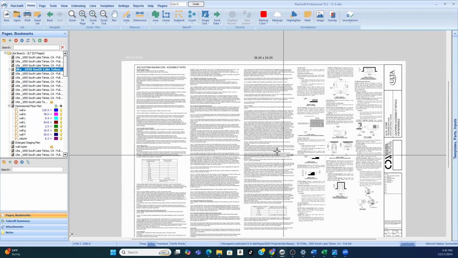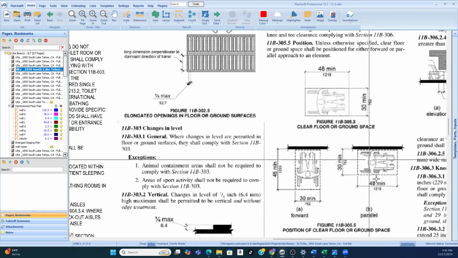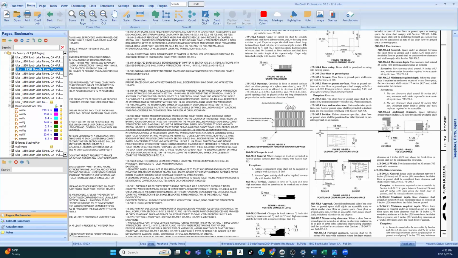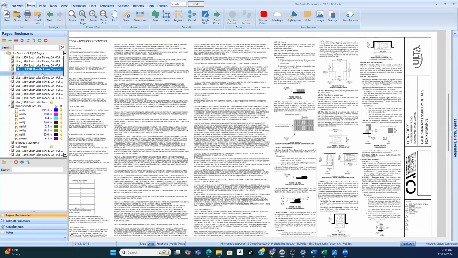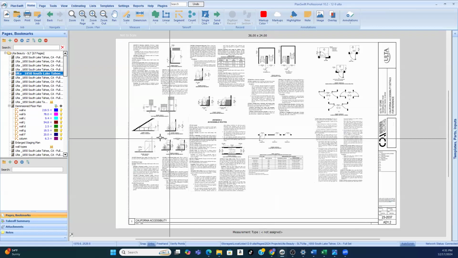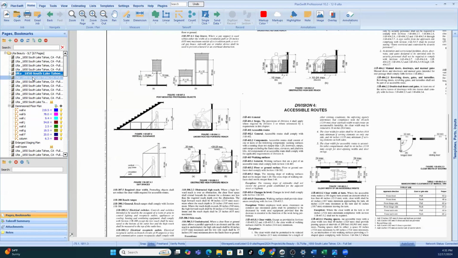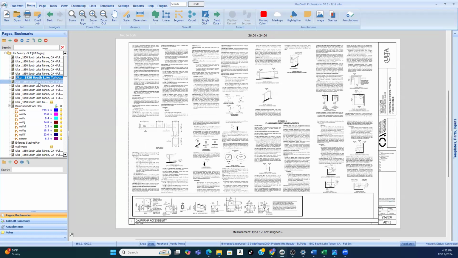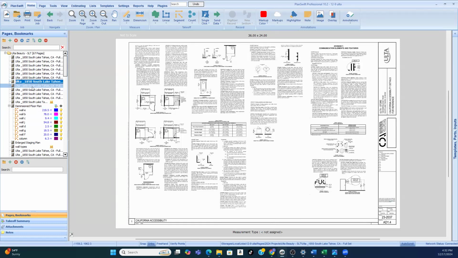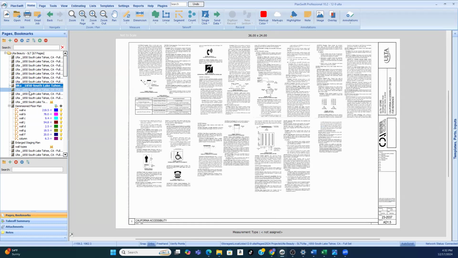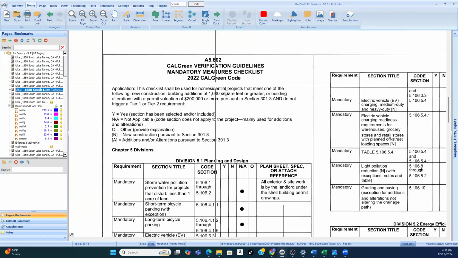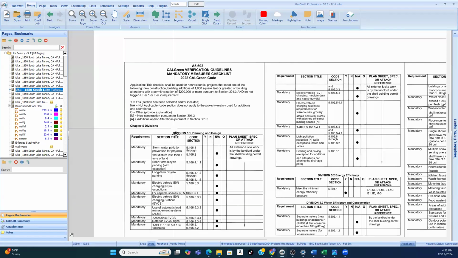So details, it depends on what your scope of work is, how much you need to look at the details, right? And that's all this is. So let's go on to all the details about the bathroom, what it has to be, and the mandatory checklist. Okay, we don't care about that.